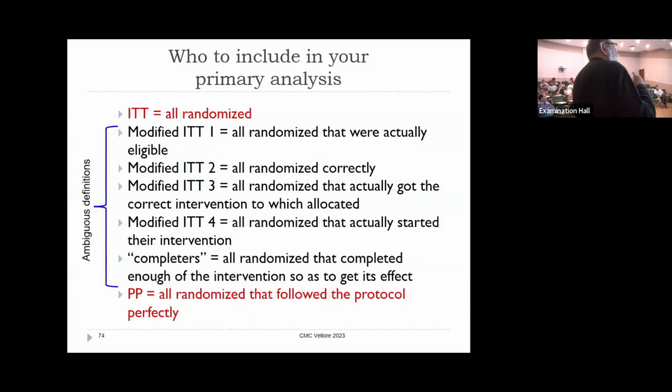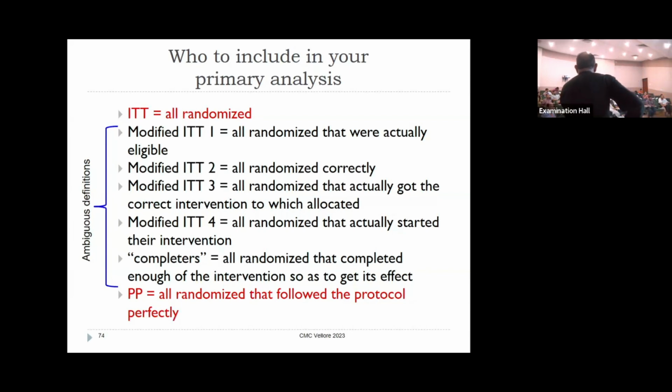All right. Well, actually, we can talk about this now: who to include in your primary analysis. And we started talking about this. ITT has a simple definition: everybody randomized is included in the analysis, no matter what. If I don't have the information, I have to make it up one way or another. And people do. So that is simple. And per protocol is all randomized that followed the protocol perfectly. Again, not ambiguous whatsoever.